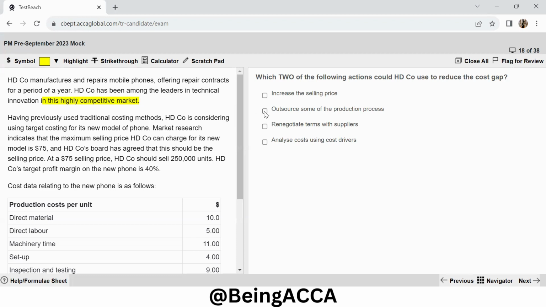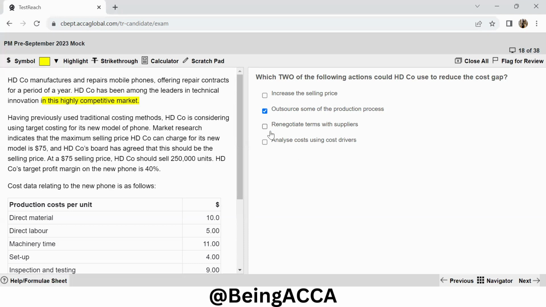Outsource some of the production process. Yes, this definitely can help you. So if you are getting options of getting the job done from outside for a cheaper rate than you are able to do, then you should definitely outsource some of your production process. This will help you to close your cost gap, right?